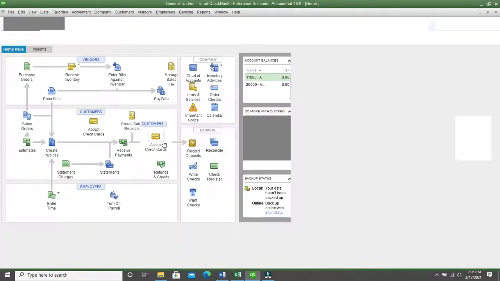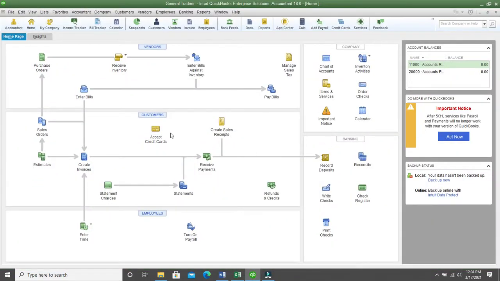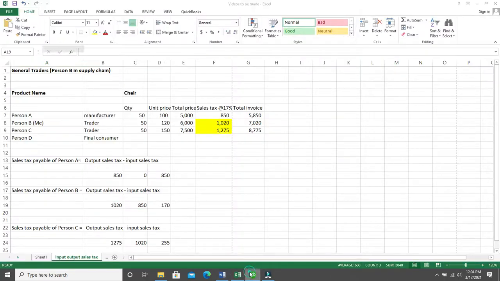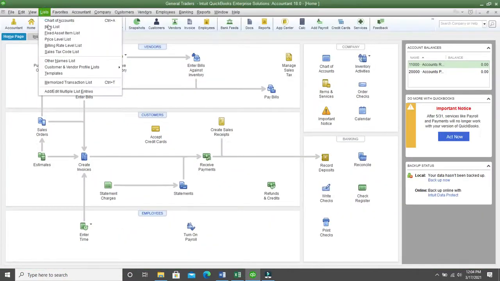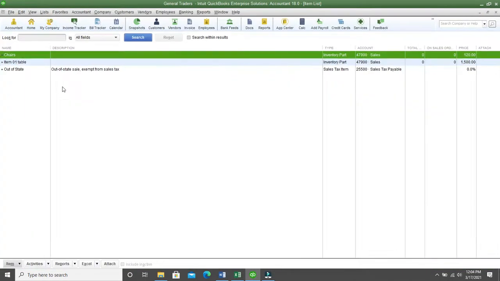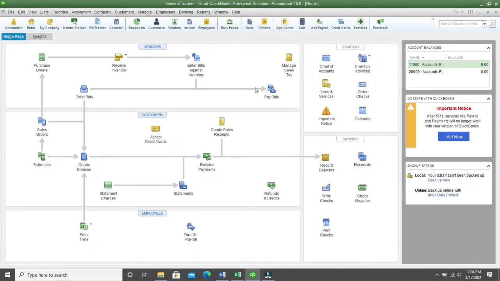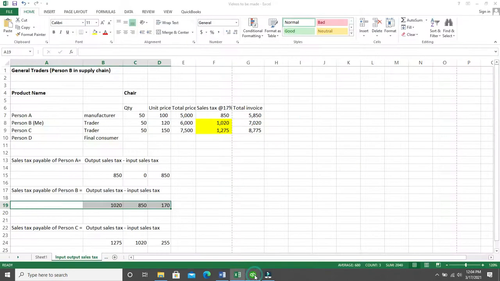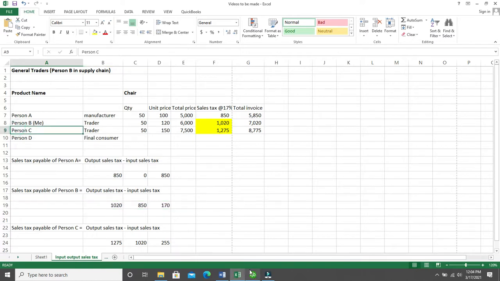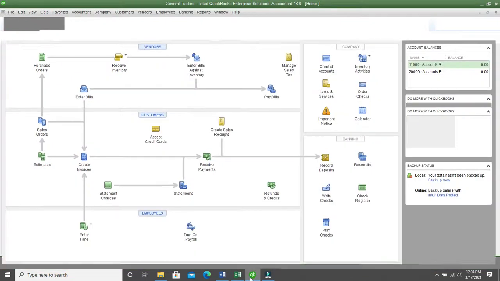This is the QuickBooks Desktop home screen. Now first you shall ensure that you have this item, chair, in your item list. I have already created this chair. It is my inventory part. And you have to open person A as your vendor and person C as your customer, which I have already opened.